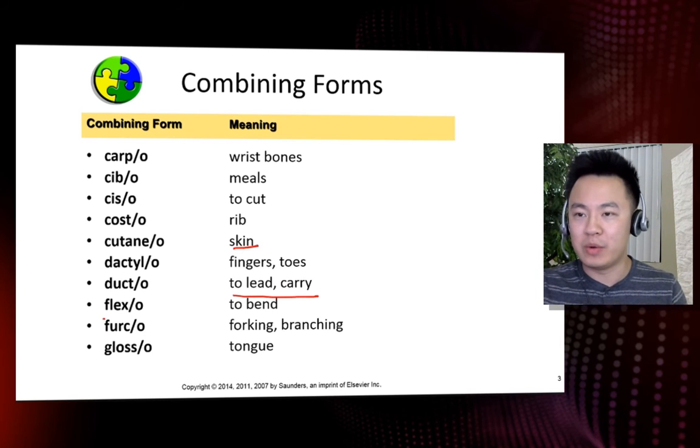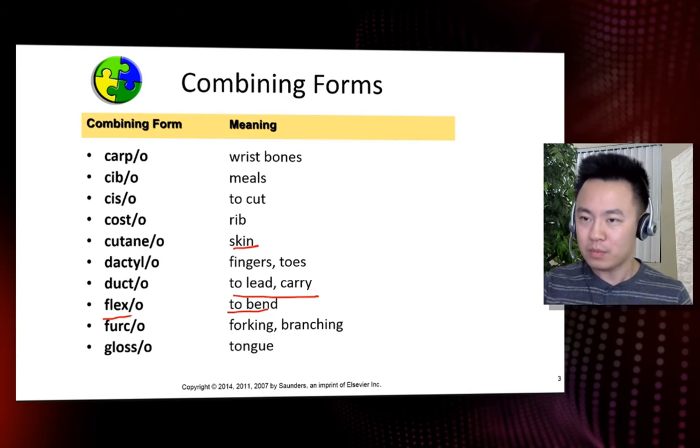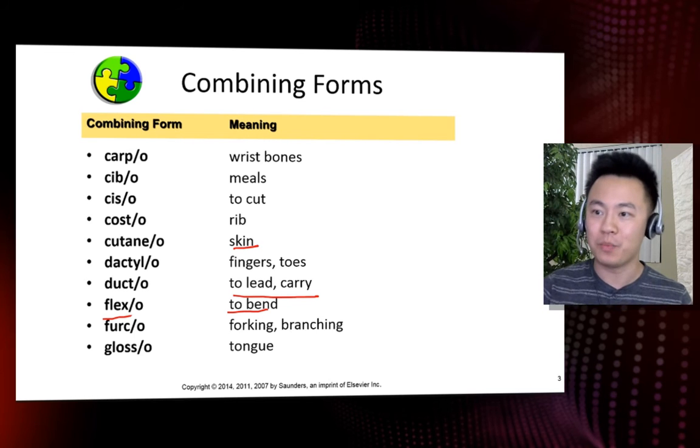Another one here is flexo, which means to bend. For example, the process of taking two structures and bending them closer toward each other is known as flexion, which we'll learn a little bit later in other lectures. Flex is the shorthand for flexion, just to let you guys know. And also we have glosso, which means tongue.